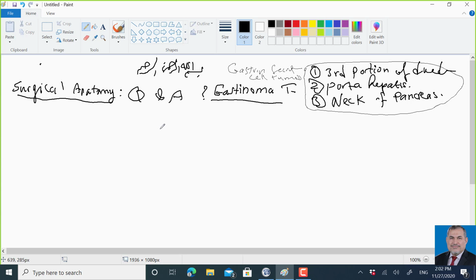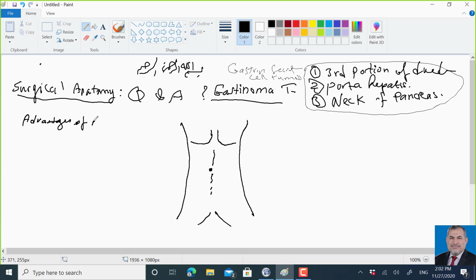Another question. What's the advantage of midline incision? This is the abdomen. This is midline incision. What is the advantage of midline incision?